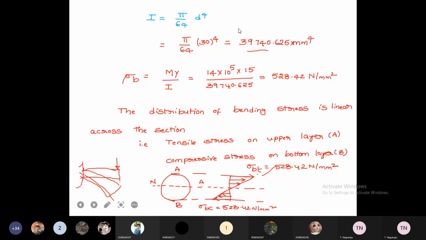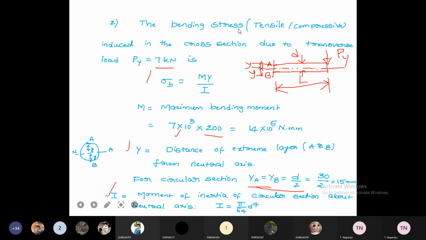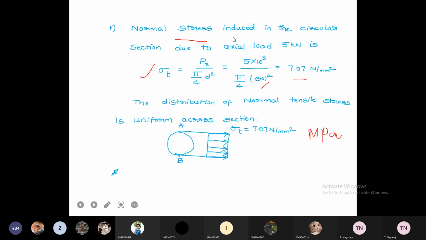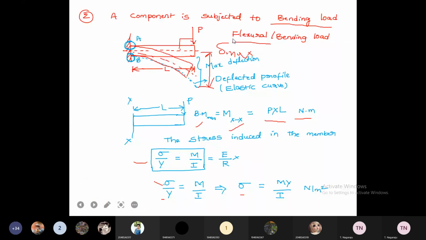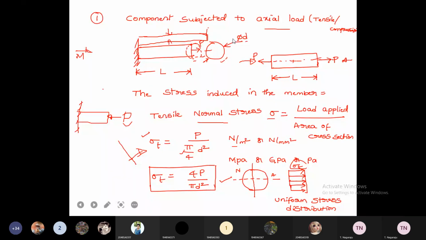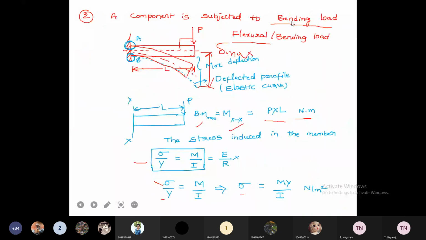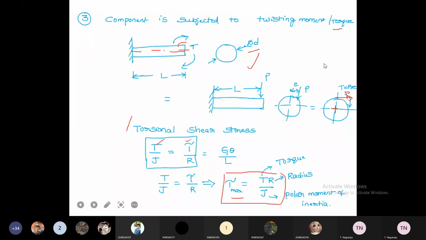I'll stop here. We'll discuss the principal stresses in the next class. Today we just recollected the simple stresses which a machine member is subjected to. What type of simple stresses? That is the axially loaded stresses, when the load is axial, and another one is when the load is bending, and if the load is twisting, we are discussing.